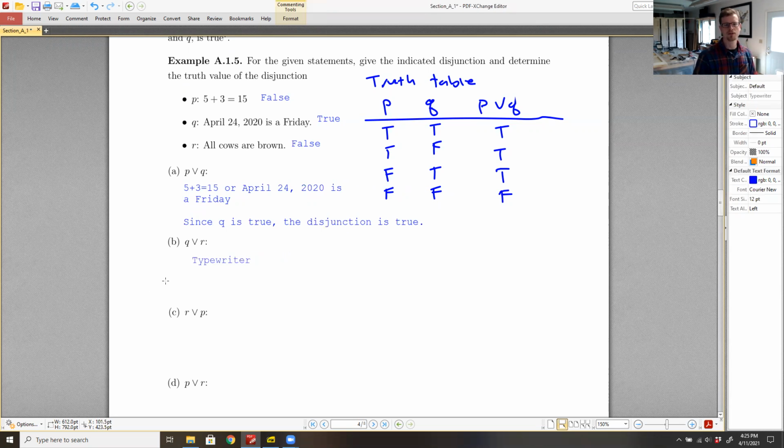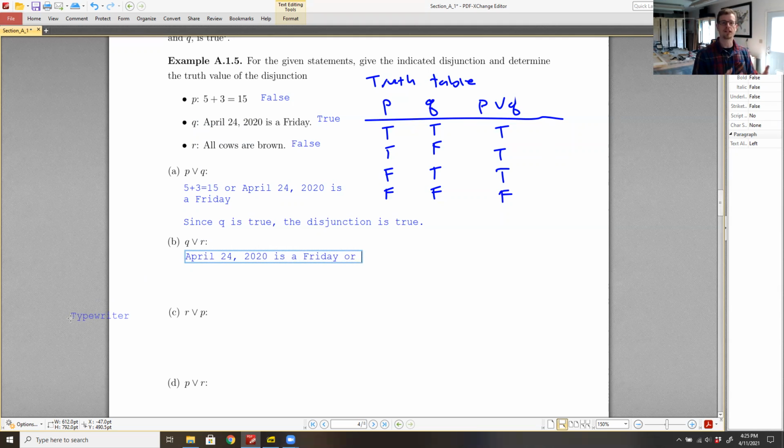So what about Q or R? So Q or R. All right, writing that out, we would have April 24th, 2020 is a Friday, or, right, we're using the disjunction here, so one statement or the other, all cows are brown. Of course, Q is still true, so overall the disjunction is true. So for the same reason, since Q is true, the disjunction is true.